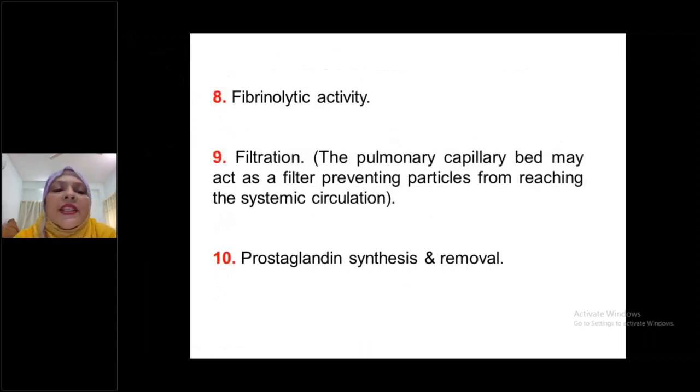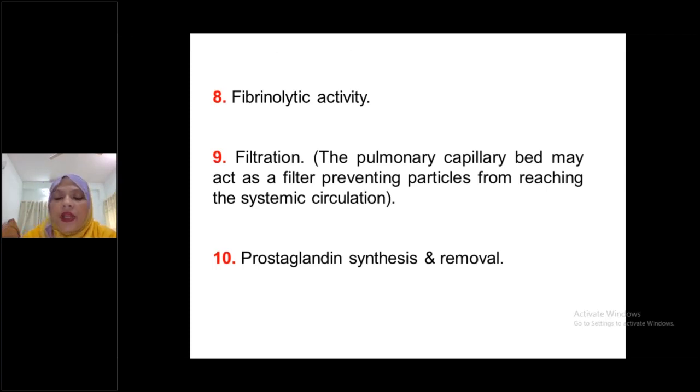Now, number 8, fibrinolytic activity, that is lysis of fibrin. The lungs have fibrinolytic activity. Number 9, filtration. The pulmonary capillary bed may act as a filter, preventing particles from reaching the systemic circulation. So the pulmonary capillary bed acts as a filter. Number 10, prostaglandin synthesis and removal. This is also one of the functions of the lungs.